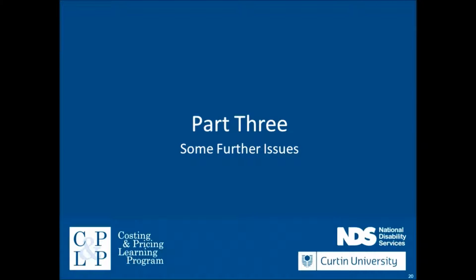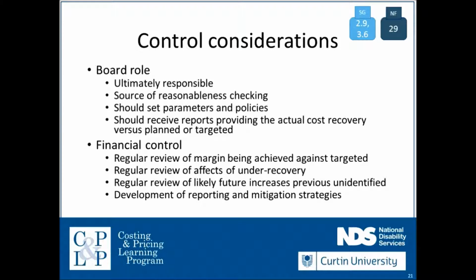Let's now just finalise our discussion on this webinar by looking at some control considerations or governance considerations under ABC costing. First and foremost, of course, the board has a significant role in ABC costing, as it does in all aspects of an organisation's operations. Ultimately, the board is responsible for everything that occurs within the organisation and for everything that the organisation does. Therefore, the board is a great source of reasonableness checking for those estimates of costs and activity that form the basis of ABC costing.